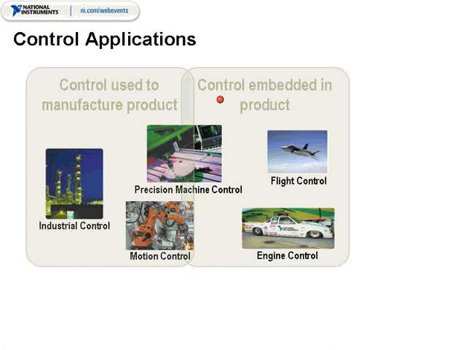As shown on this slide, precision machine control is one area that encompasses a little bit of both control used to manufacture end product and control embedded in the product, such as embedded in the machine that's actually doing the control.